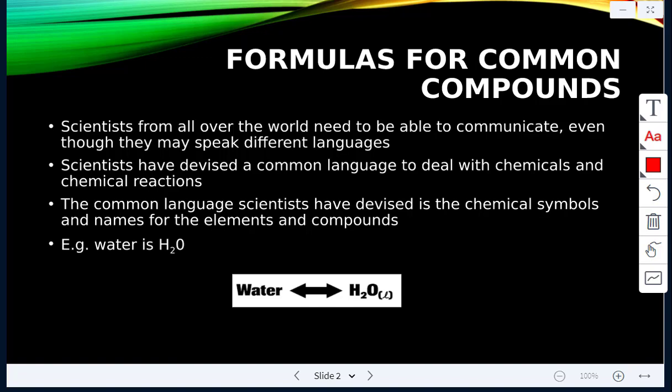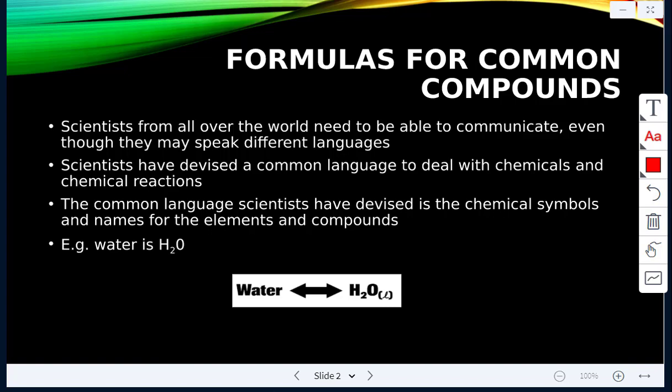So there is a common language that scientists use to deal with chemicals and chemical reactions, because all over the world, people have common names for different chemicals. That's why there had to be this common language between all the scientists, so that when they're discussing a chemical, they're discussing the same chemical. The common language that scientists have devised is the chemical symbols and names for the elements and compounds.